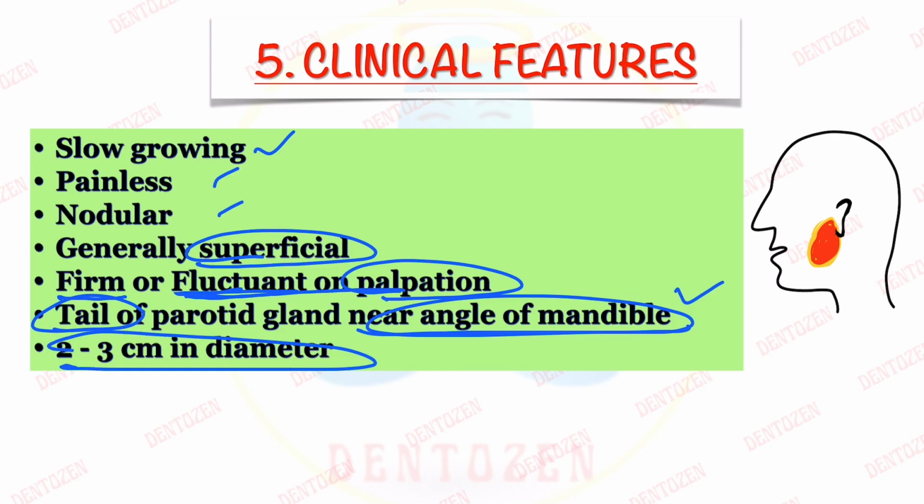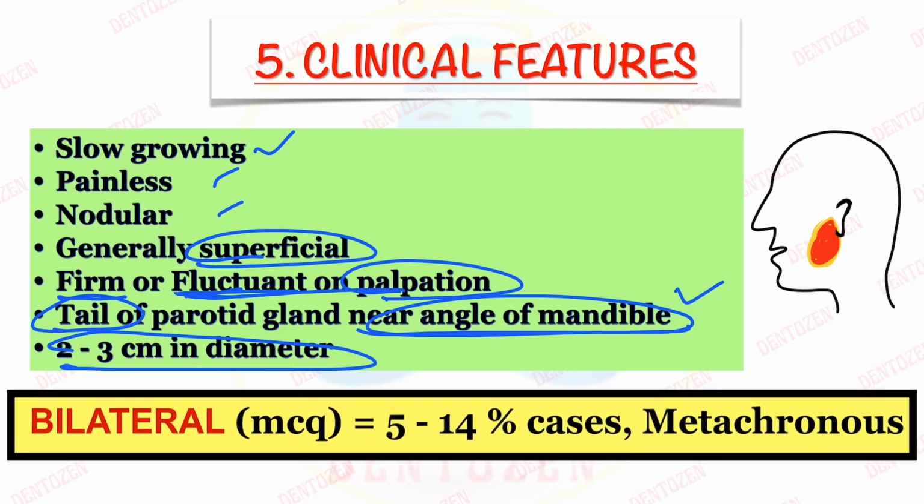Then one important clinical feature which you already know: it is bilateral. This tumor can be seen on both sides, but only in 5 to 14% of cases. And these tumors can arise at different times. Meta means different, chronus means times, because these two tumors may be arising at different times, so they are metachronous.